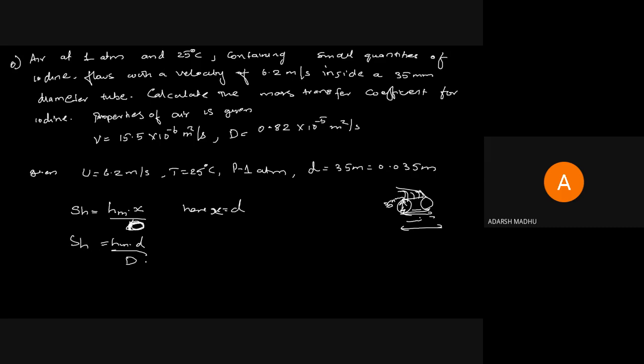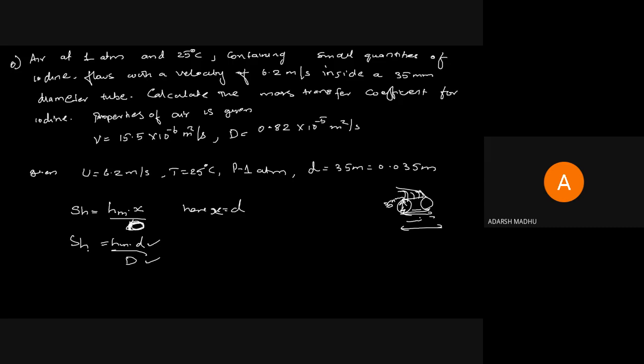So d is given, the diameter d is given, and D is given. hm is not given; hm is the thing we want to find out, along with the Sh value. We have an equation to find the Sh value. By finding the value of Sh, you can find the value of hm directly. This is a case of air at 1 atmosphere pressure and 25 degrees Celsius containing a small quantity of iodine flowing inside a 35 mm diameter tube. It is a case of flow of gas inside a tube.